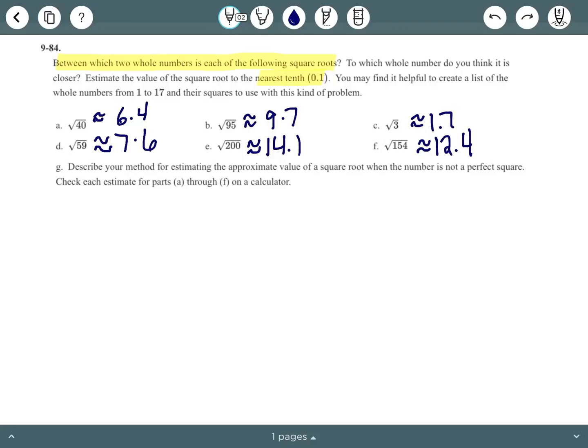So first things first, let's go ahead and explain or describe our method. Part G, what we did to come up with these estimates is we found two perfect squares that the number we're finding the square root of is between.